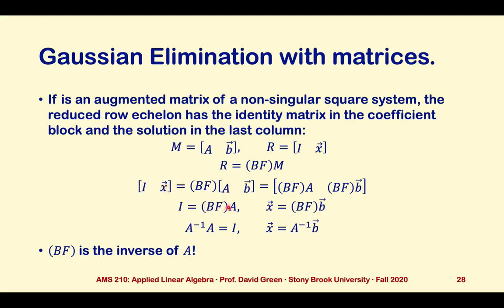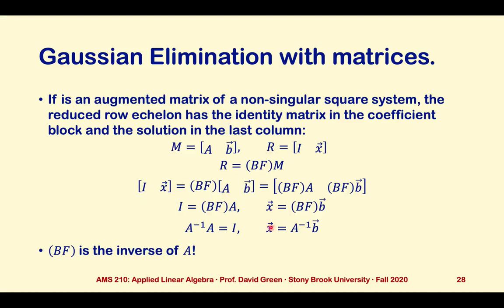So BF times A equals I, and X equals BF times B. But we've seen something very similar to this before. A inverse times A equals I. This is really the definition of a matrix inverse. BF times A equals I.